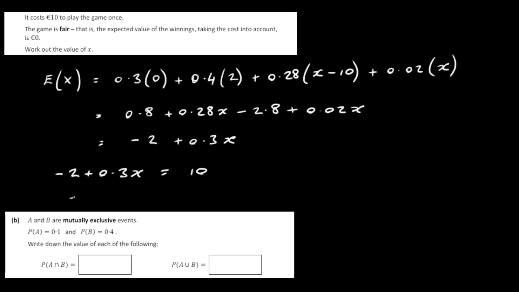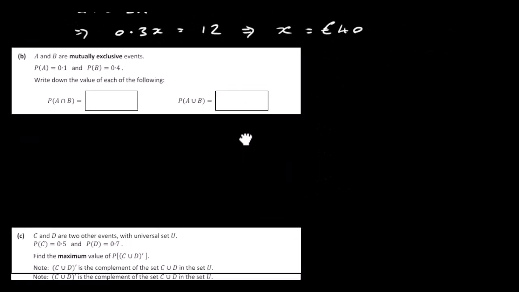So let's just work out what x would be then. We get 0.3x is equal to 12. And if you divide 12 by 0.3, that'll finally give you x is equal to 40 euros. I think that's all we had to do, work out the value of x. Yeah, that's it.